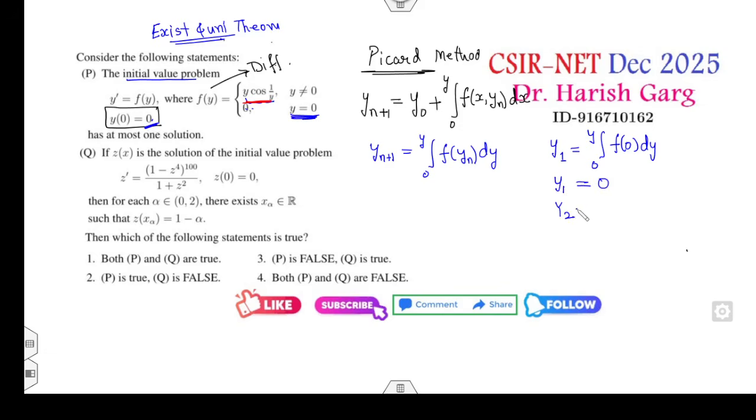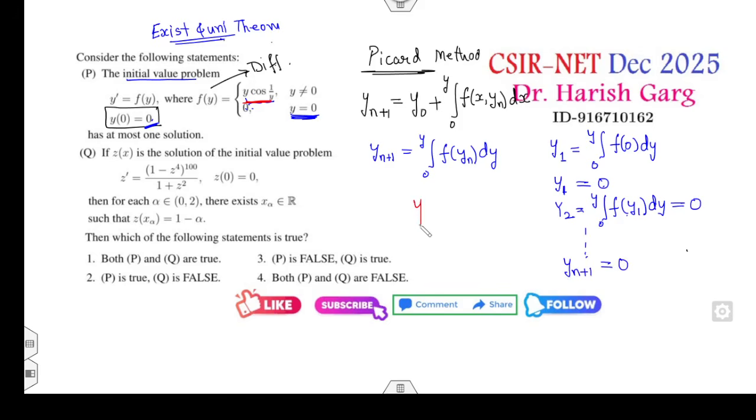Similarly, you can find the value of y2. What is the value of y2? 0 to y, f of y1. What is the value of f of y1? Since y1 is 0, again y2 is 0. Similarly, y3 is 0. So in general, y of n plus 1 is 0.